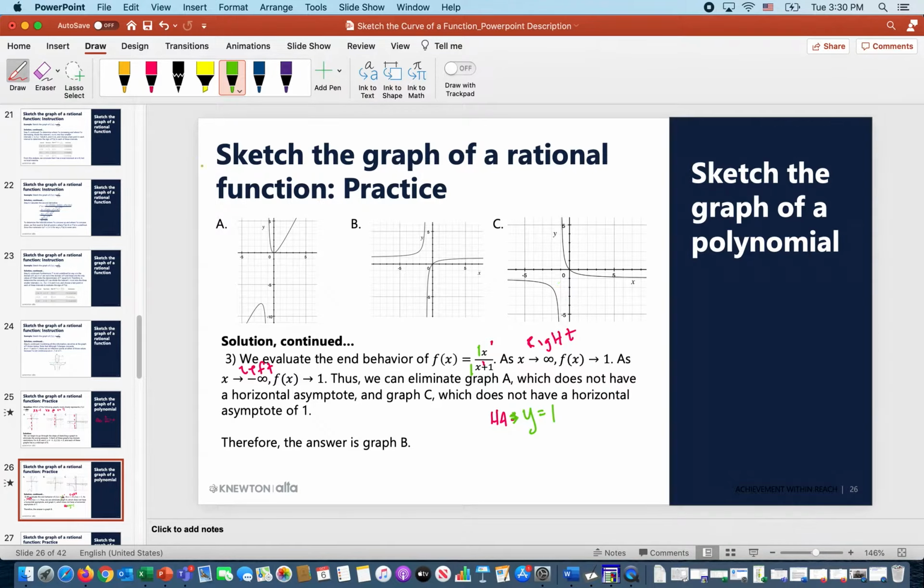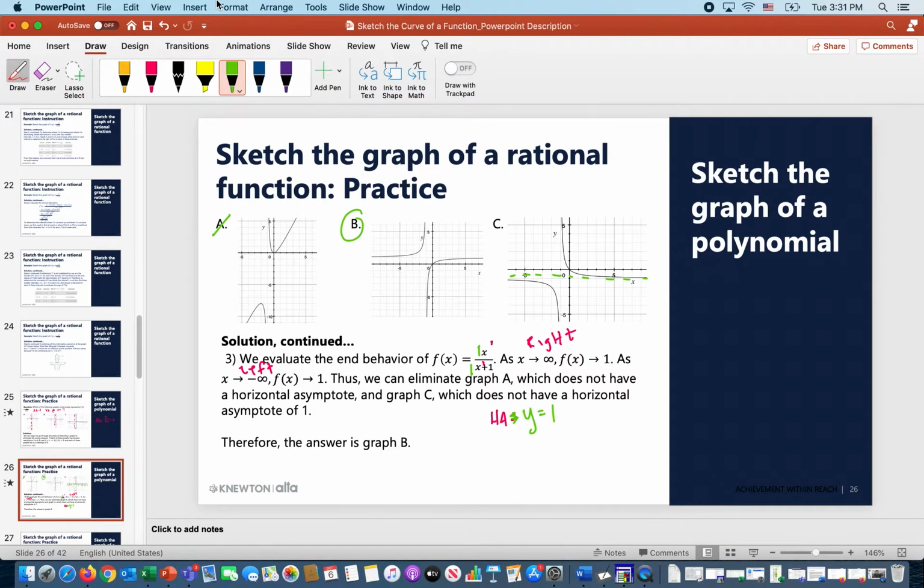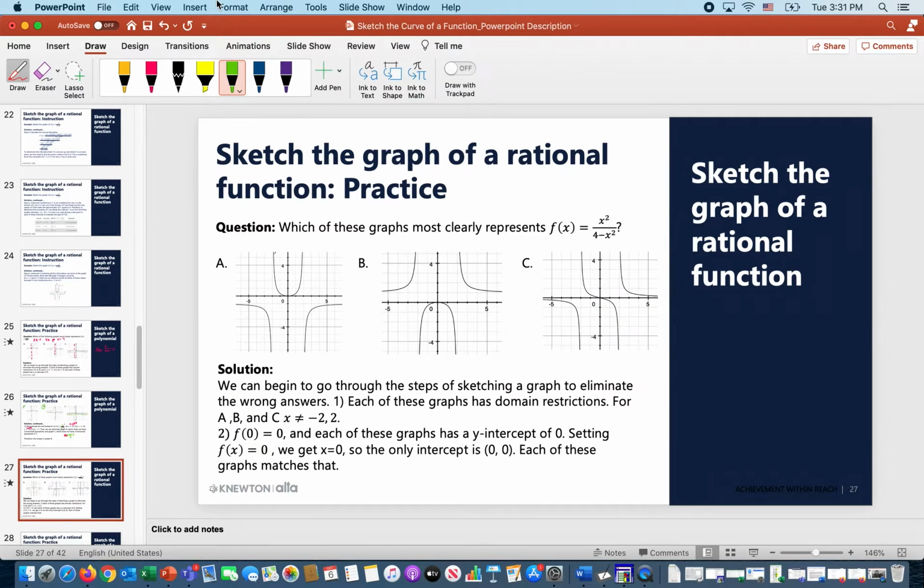Well, that rules out choice A because it doesn't have a horizontal asymptote. And it rules out choice C because this horizontal asymptote is at -1 when it should be at +1. So we really didn't do any calculus in this problem per se, but we did walk through those steps to try to create the graph that we're looking for.